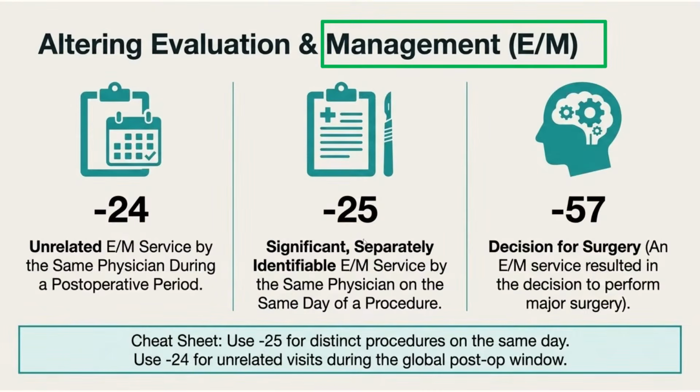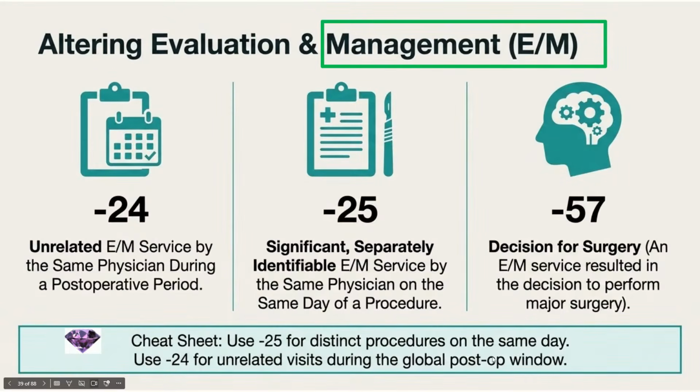Now, we could talk further and have more conversation about it, but the main thing that I want to drive home is that these only go on E&M codes, right? So, here, if you want to study, here's the gem. Use 25 for distinct procedures on the same day, but you don't put this on the procedure, you put it on the E&M code, okay? And use 24 for unrelated visits in the global period.